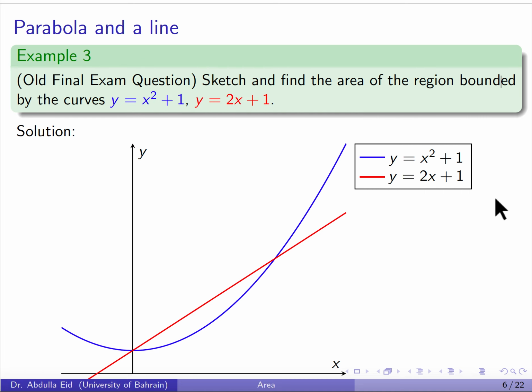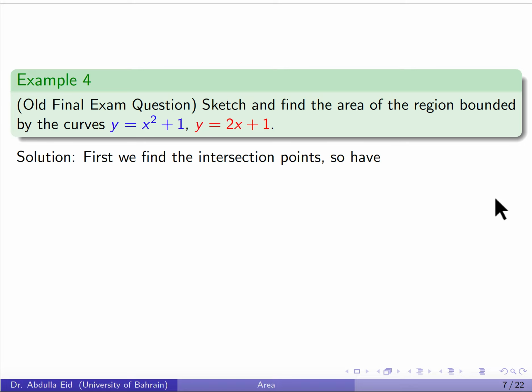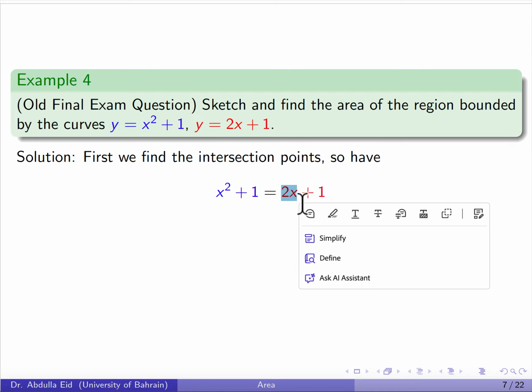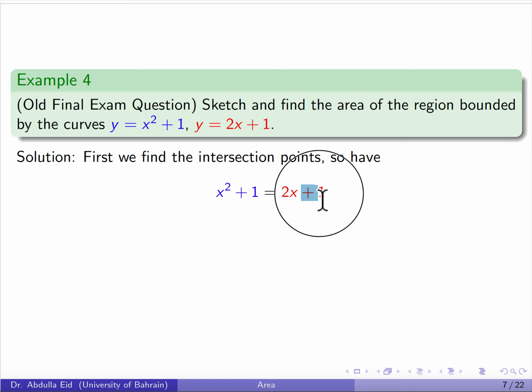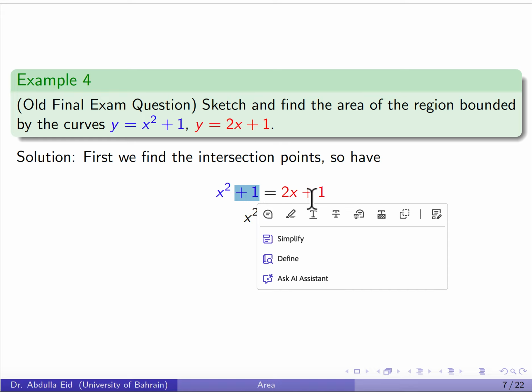So we just have to find the intersection points, and we have to set the two functions equal. Now all you need to do is move 2x to the other side, move 1 to the other side. We will end up with x squared equal to 2x, because the plus 1 will get cancelled with the plus 1.